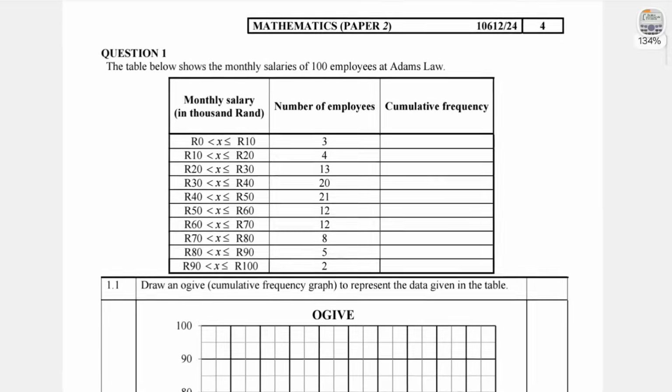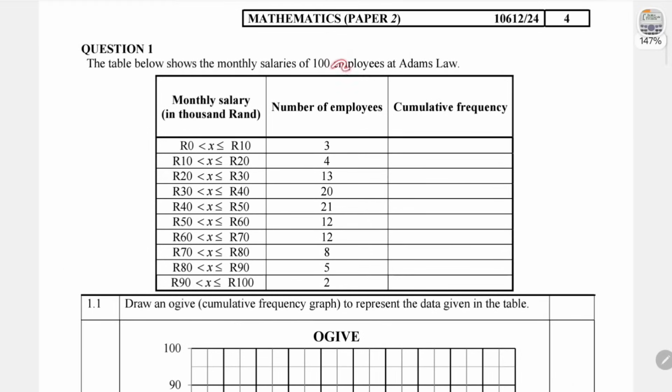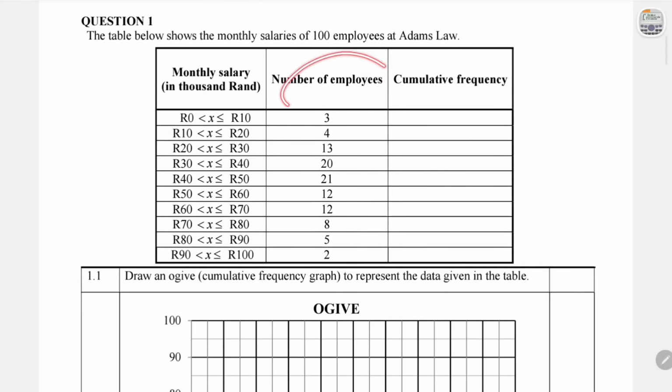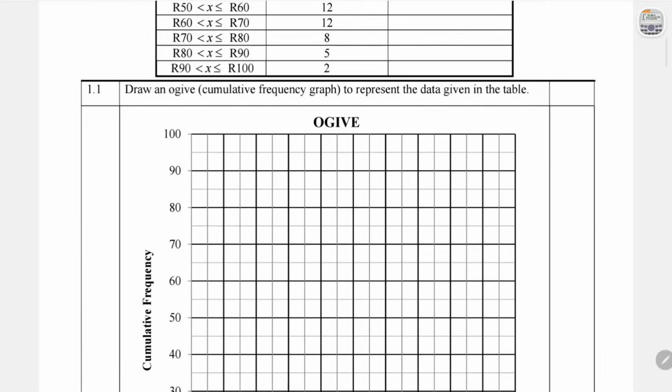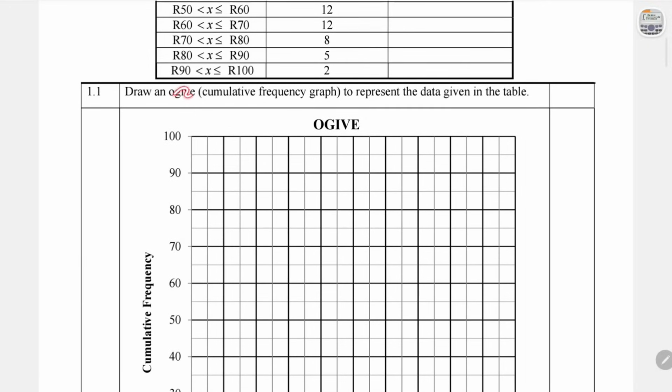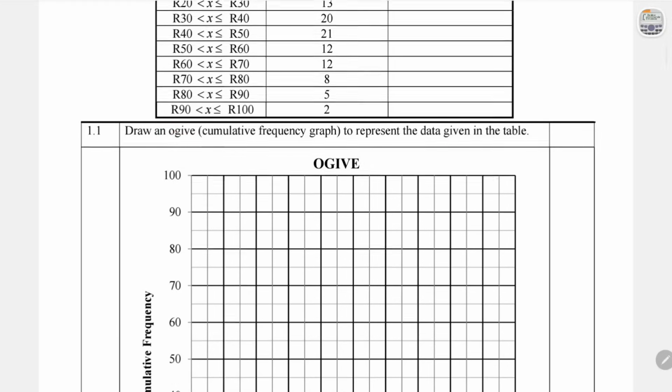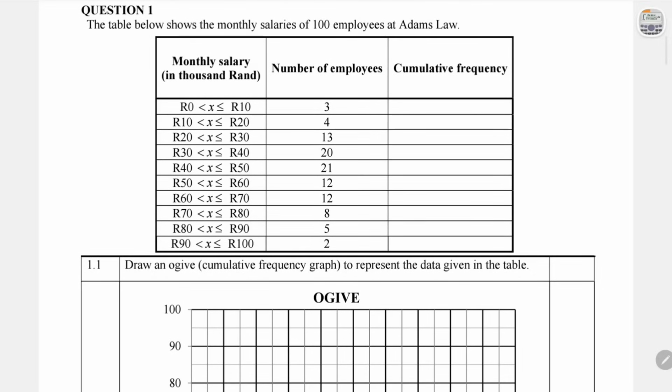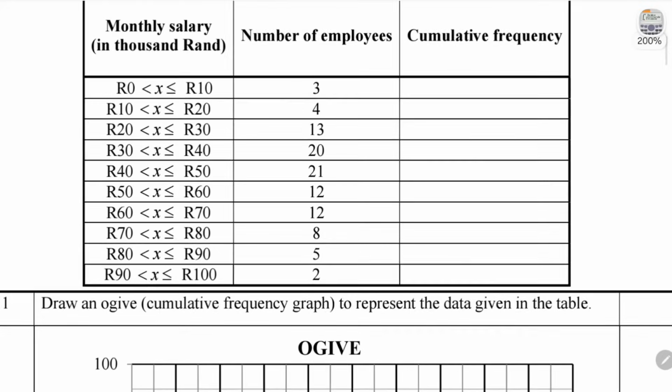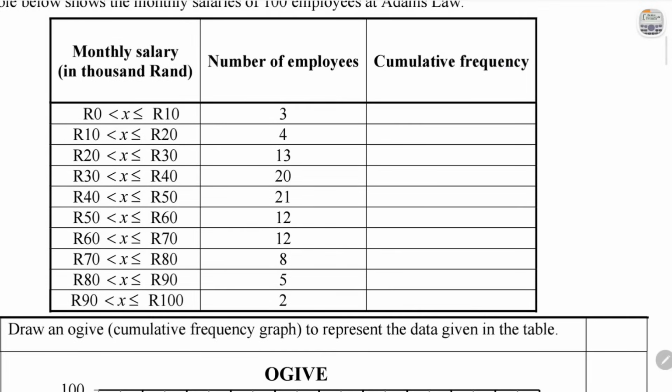Question 1 says the table below shows the monthly salaries of 100 employees at Adams Law. So here we have the monthly salaries in 1,000 rands and the number of employees. Okay, and they gave us a cumulative frequency column. So question 1.1 says, draw an ogive, the cumulative frequency graph, to represent the data given in the table. Okay, so in order to draw the cumulative frequency graph, we first need the cumulative frequency.